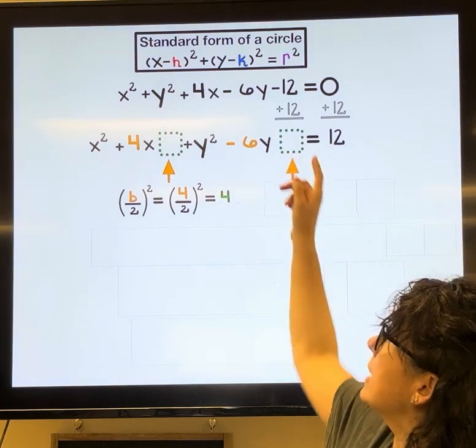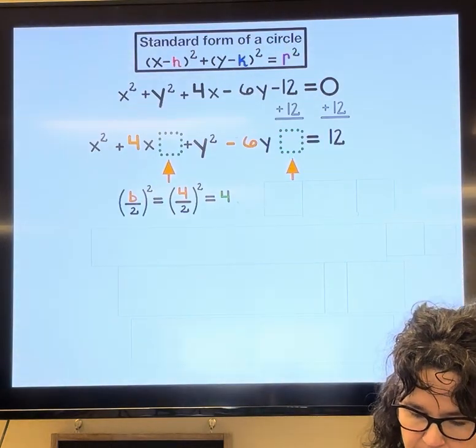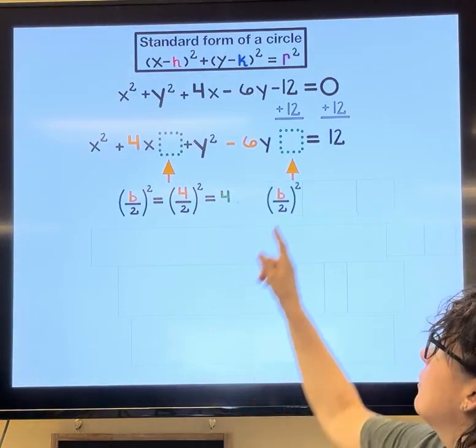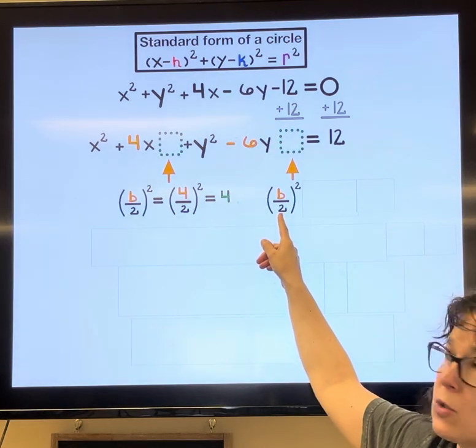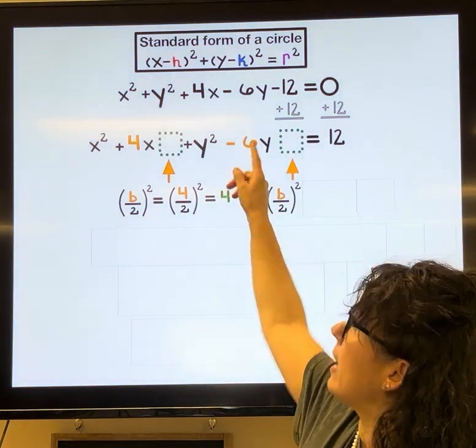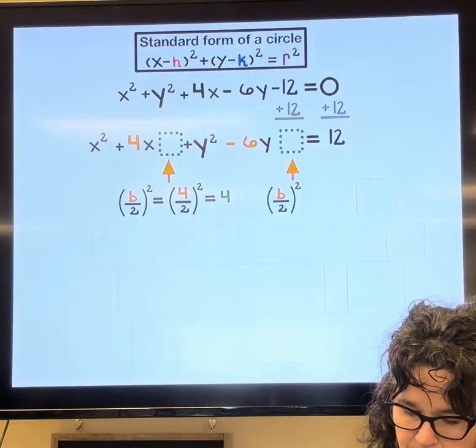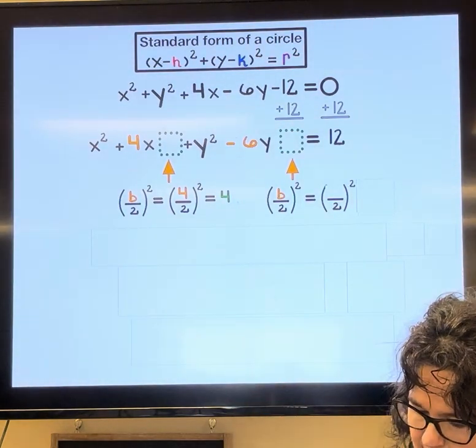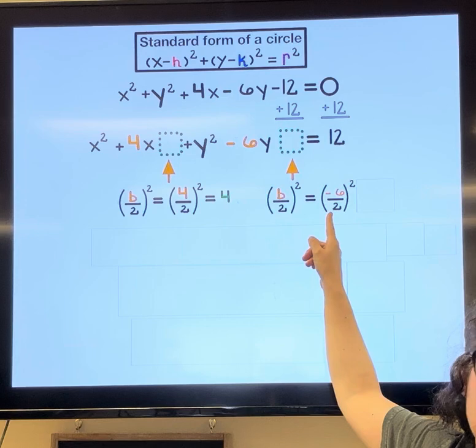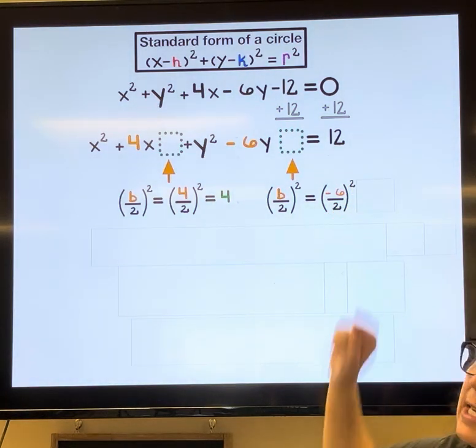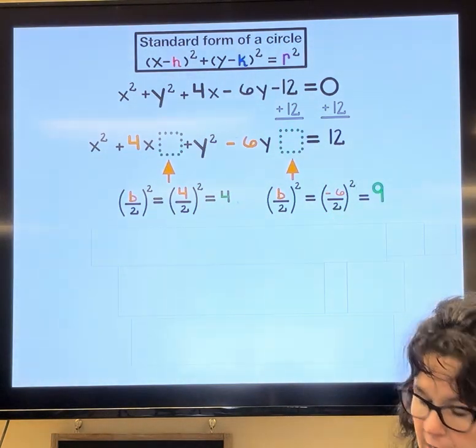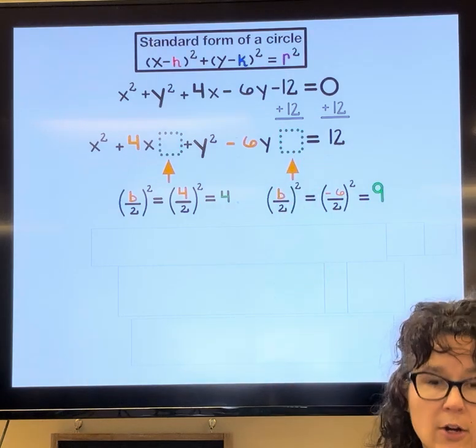Then filling in this space that I've created using that same formula, b divided by 2 squared, but in this case the b value is negative 6. So I'm going to take negative 6 divided by 2, which is negative 3, and negative 3 squared is positive 9, so I want to put a 9 here.